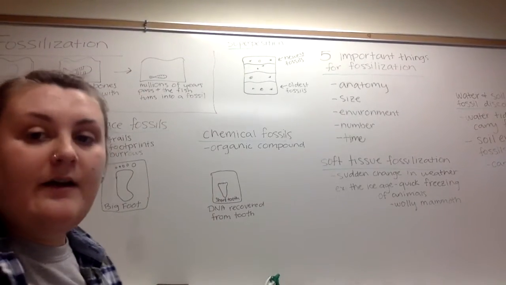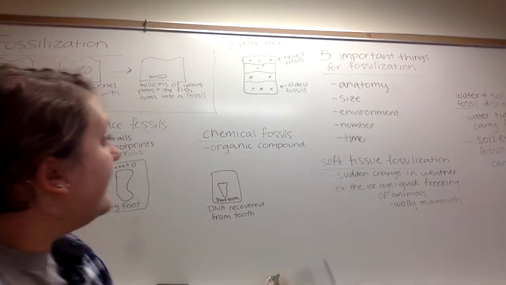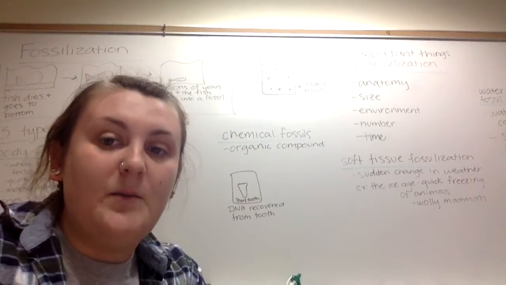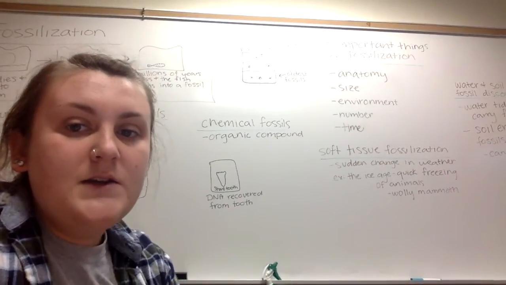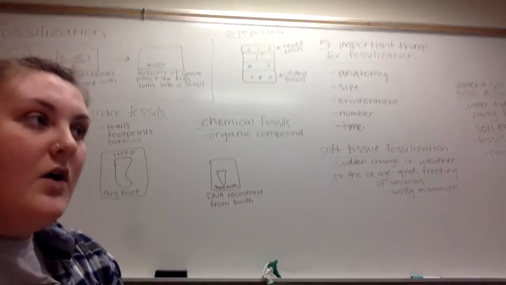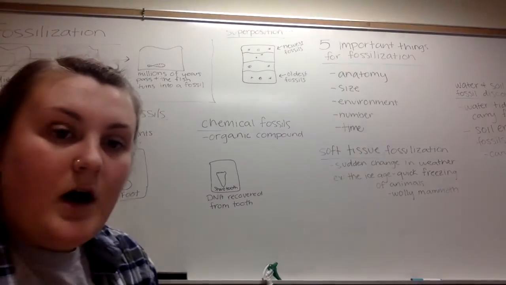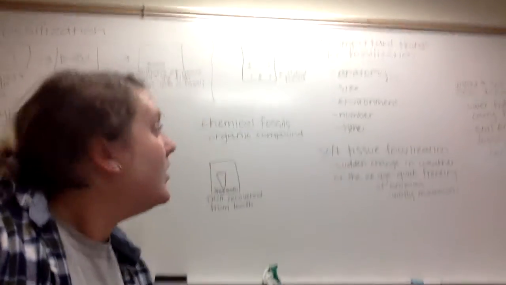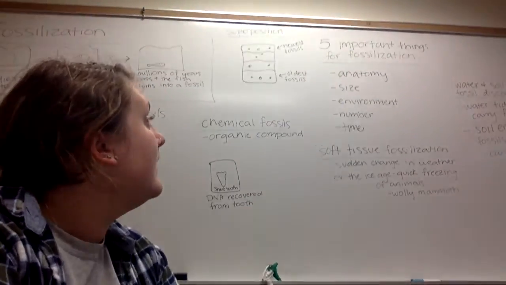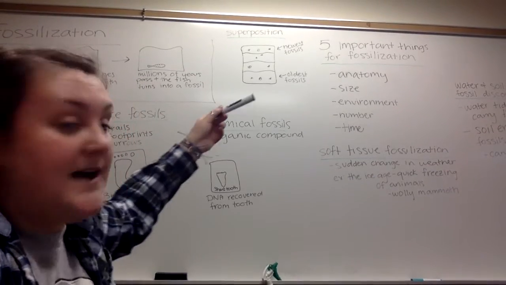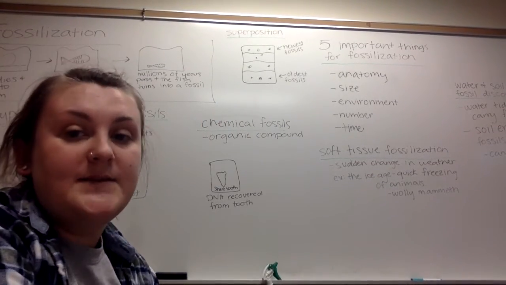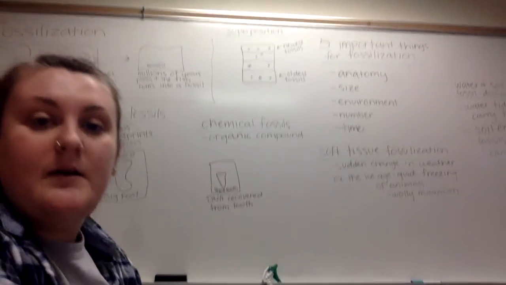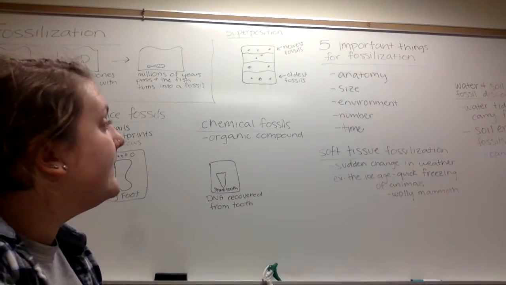Now, five things that are important for fossilization. There are many more; these are just examples. First is the anatomy. Depending on what is being fossilized, whether it's a fish or a moose, will depend on how it's fossilized. The size, once again: something bigger like a moose will take much longer to fossilize than, say, a fish, like we talked about in the other example.